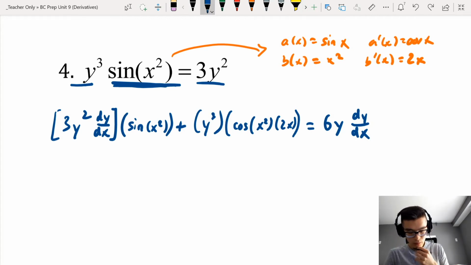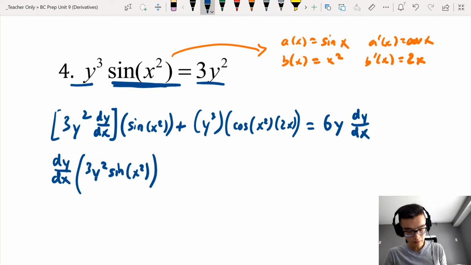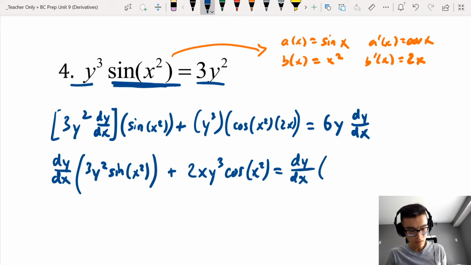So if we clean things up just a smidge here, we get, let's put dy/dx in front here, dy/dx of 3y squared sine of x squared. We get plus, let's clean this one up as well. We're going to put the x and y together. We get 2xy cubed cosine of x squared equals, let's put dy/dx in front, of 6y.